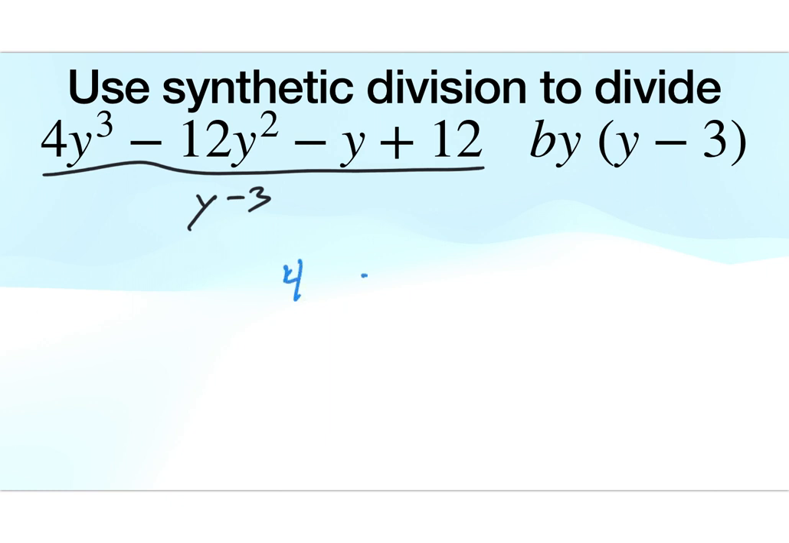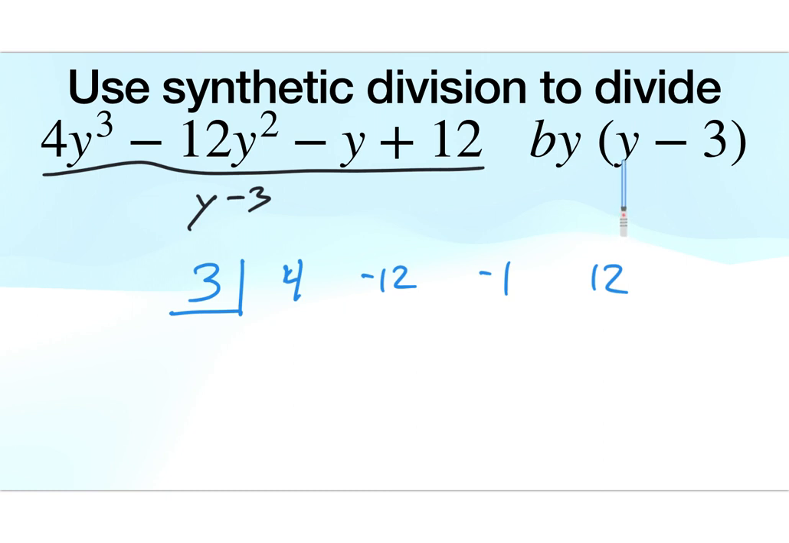4, -12, -1, +12. And the number that goes over here is the number that makes this 0. So the root, or the 0, as it's called, that's the number that goes in this little box.